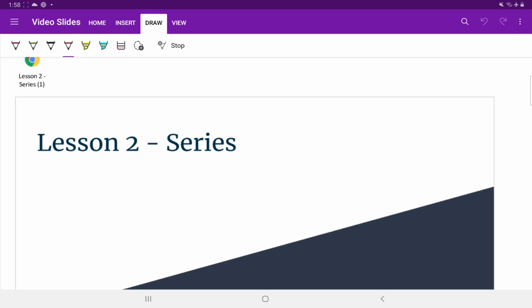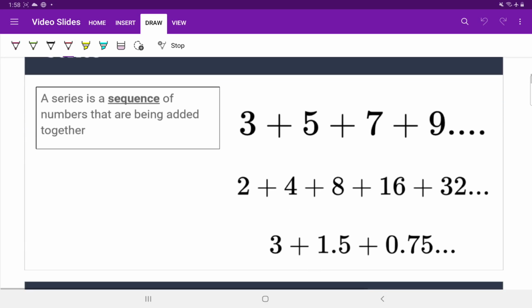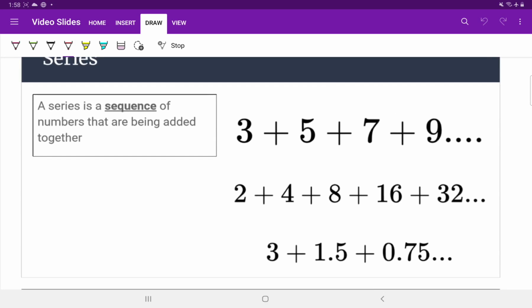We're going to be looking at series, specifically arithmetic series. So what's the difference between a series and a sequence? Well, a series is just a sequence, except instead of commas, we now have addition signs. So what we're doing is taking all the terms in a sequence and adding them together.